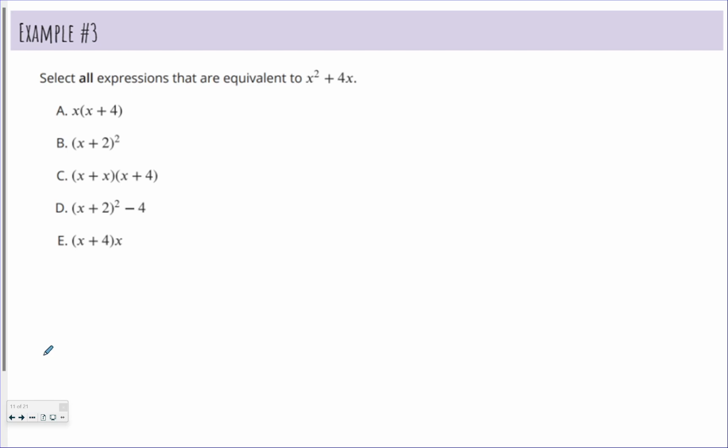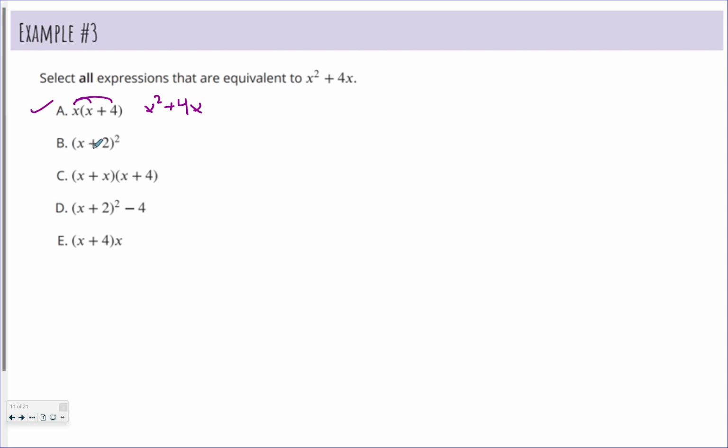All right. How about this one? Select all expressions that are equivalent to x squared plus 4x. Well, that means we're going to have to do some multiplying again, right? So you can try using the box, or you can simply multiply each term. When the x is attached to parentheses, we have to multiply by each term in the parentheses. So you get x squared, x times x, and x times 4 is 4x. It matches. That one works.